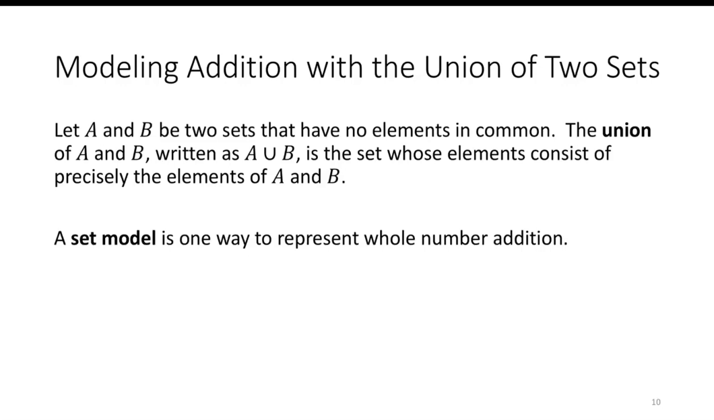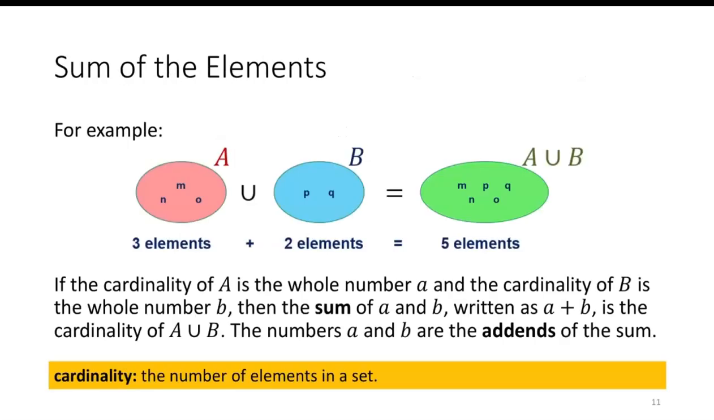A set model is one way to represent whole number addition. For example, let's say set A has the elements M, N, and O, and set B has the elements P and Q. So set A has 3 elements, set B has 2 elements. The union would be the elements M, N, O, P, and Q, or 5 elements.